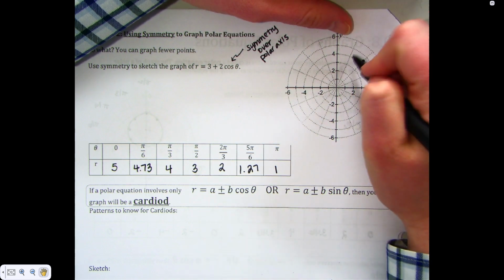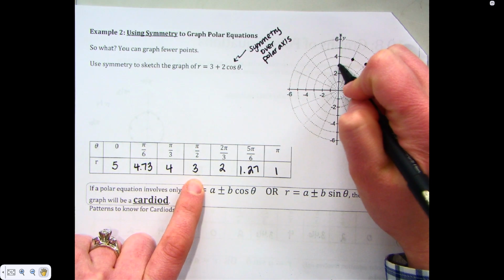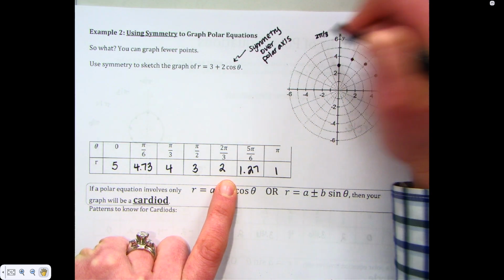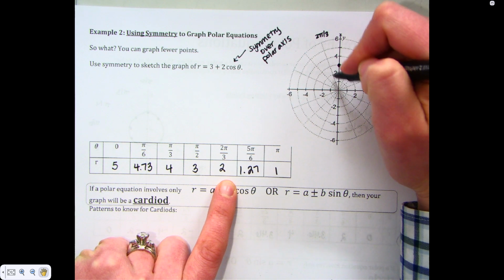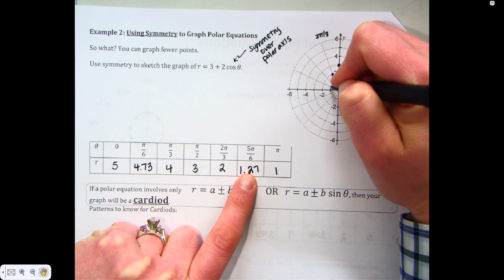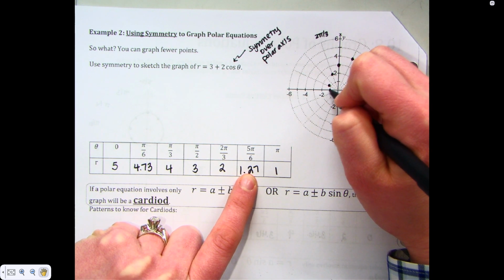At pi over 3, I should be out 4 units. At pi over 2, I should be out 3 units. At 2 pi over 3, that would be this angle. I'm going to go out 2 units, so 1, 2 on the bullseye there. 5 pi over 6 puts me at 1 1/4 or so. And then when I get to pi, I'm just 1 unit out.